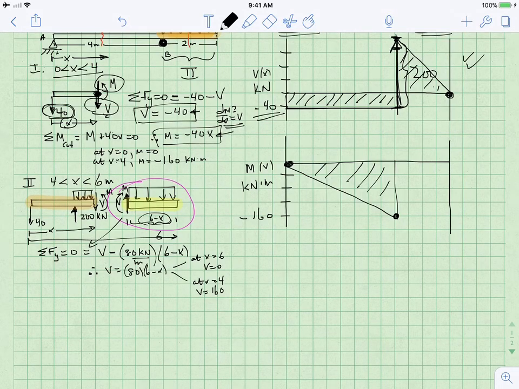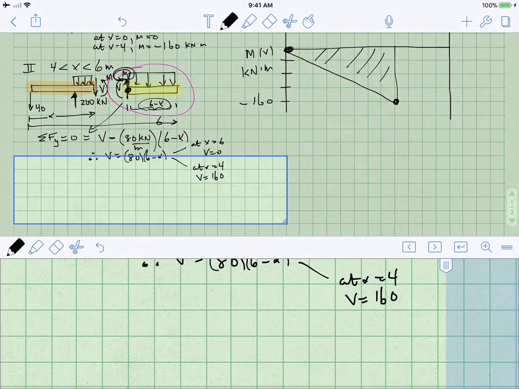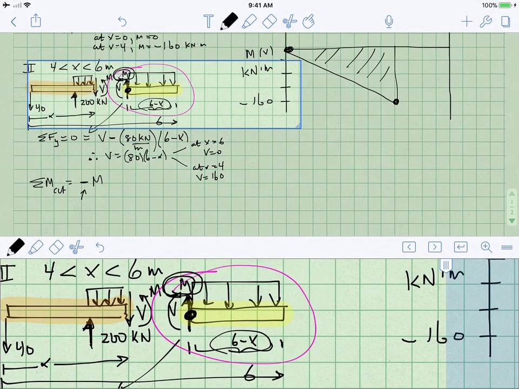At the cut, we would like to consider what's going on right here. I'm on the right-hand side, and I'm trying to solve for M. So I sum the moments at the cut, and I have this negative M. I write negative because it is going clockwise by convention, so I must write minus M here. This load's magnitude we already worked out: 80 times 6 minus x.